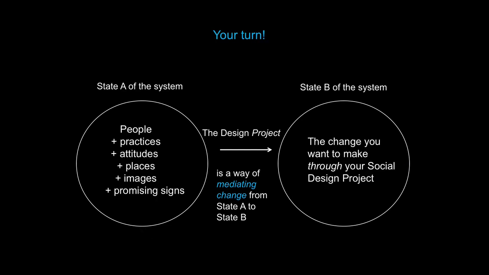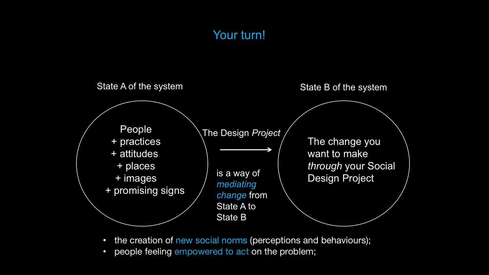Okay, now it's your turn to map your own projects in terms of State A and State B to help you identify both your target audience and the change that you want to make through your social design project, which could be the creation of new social norms to help people feel empowered to act on the problem that you've identified or to introduce them to this problem in the first place, and to think of ways of getting people to become involved as donors, volunteers, advocates, or participants.